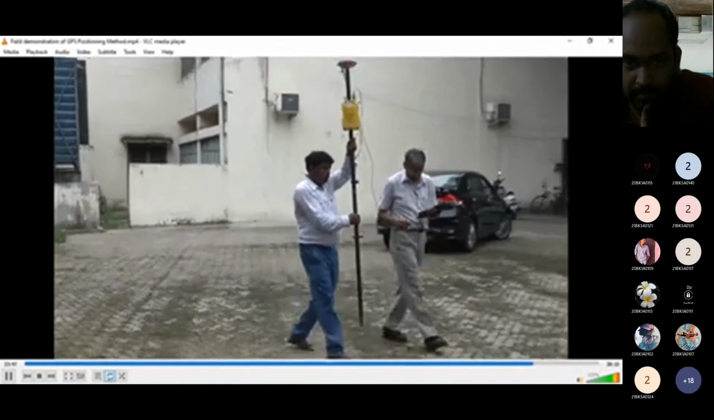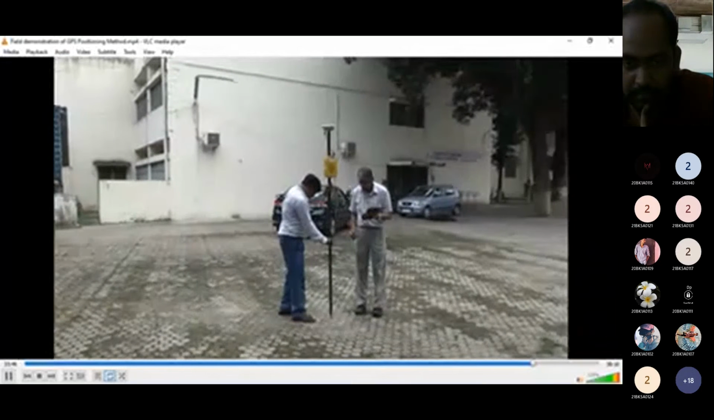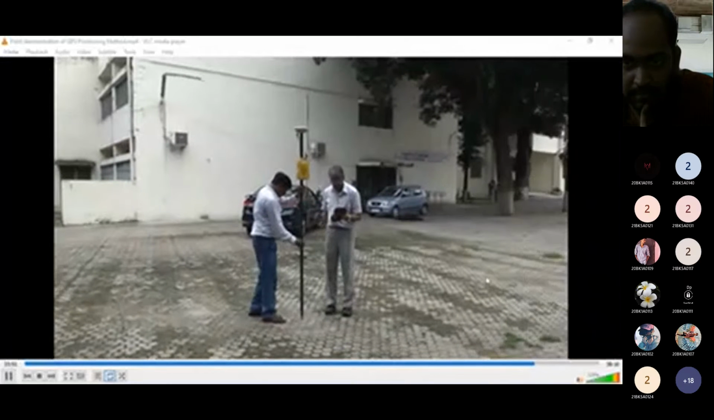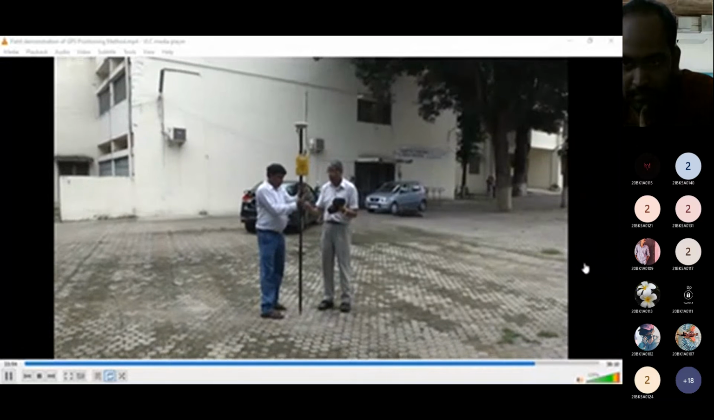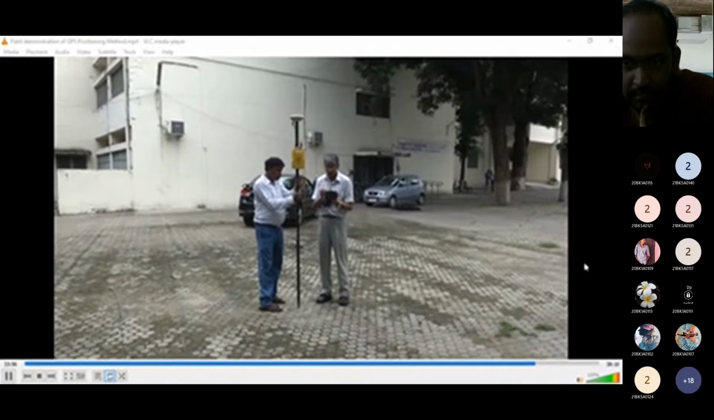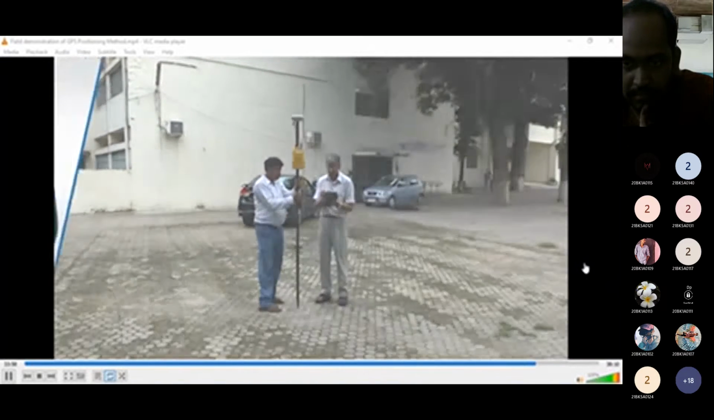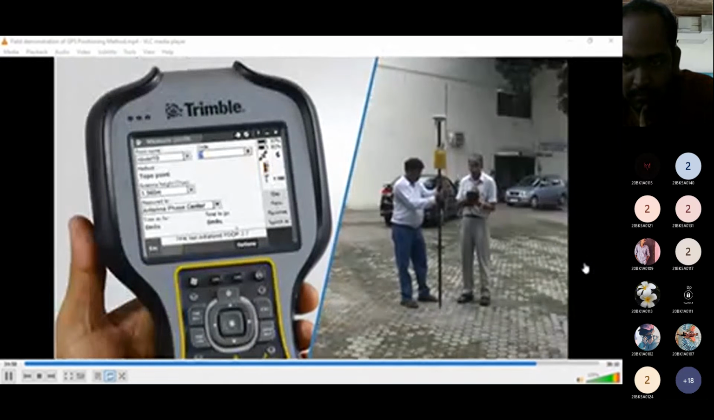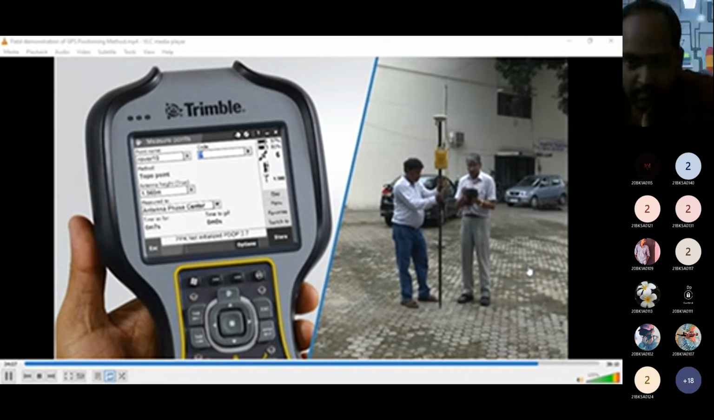Initialization has been lost. So it is Rover 10. After leveling and centering, we have started measurement. Now store.